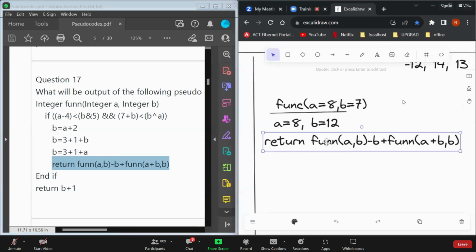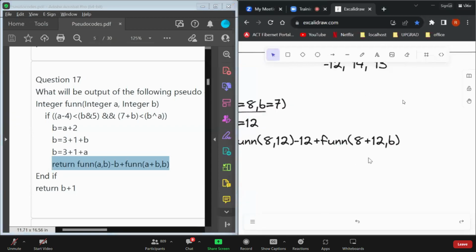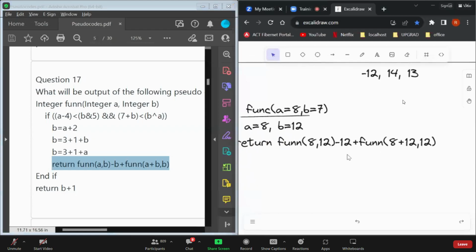Now I'll just substitute the values. Just observe. B value is 12. A value is 8, b value is 12. And again, you have another b here, which is also 12. So you don't know what the value of function of 8 comma 12 is. 8 plus 12 can be resolved to 20.